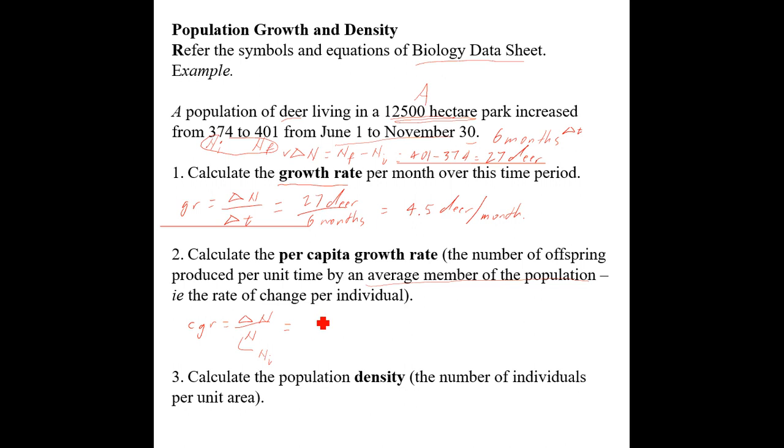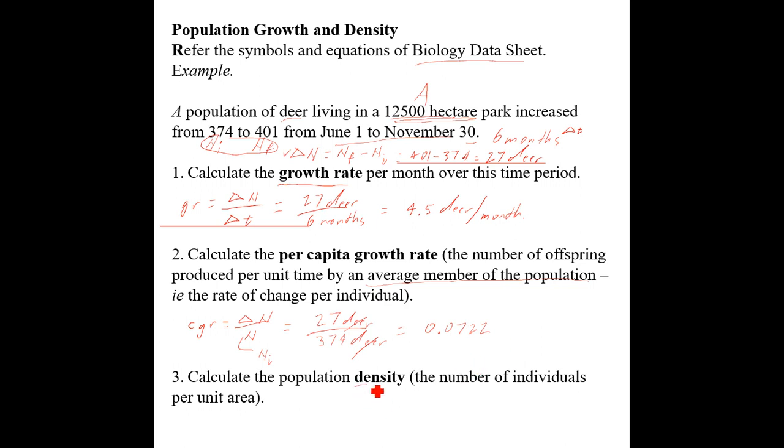So using the numbers, the change in N, once again, we already have that. That's the 27 deer is the change in number. Again, we're using the original number, the initial number of deer, and that was 374 deer. The units are going to cancel out, so there are no units that go along with this one, and this works out to 0.0722 for the per capita growth rate.